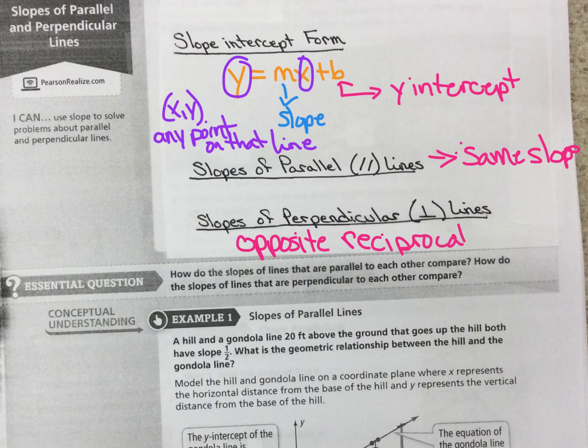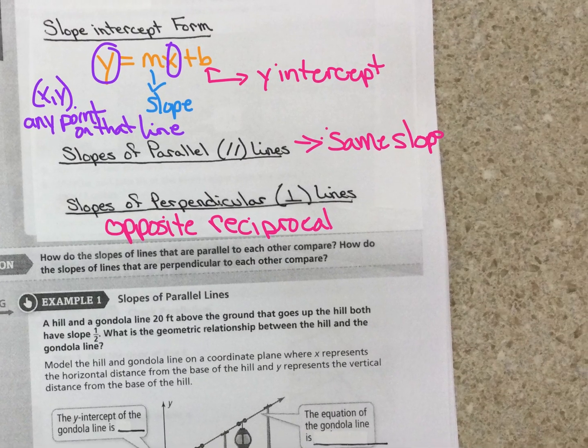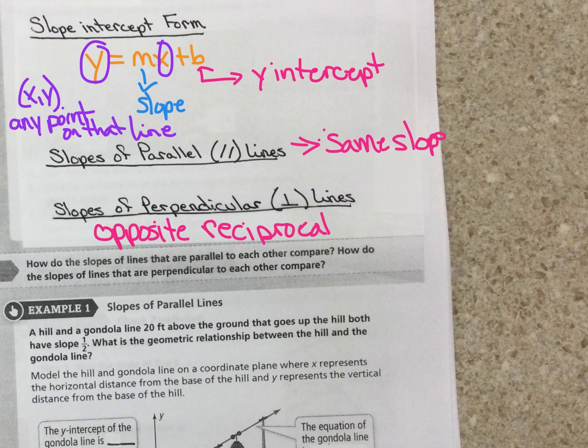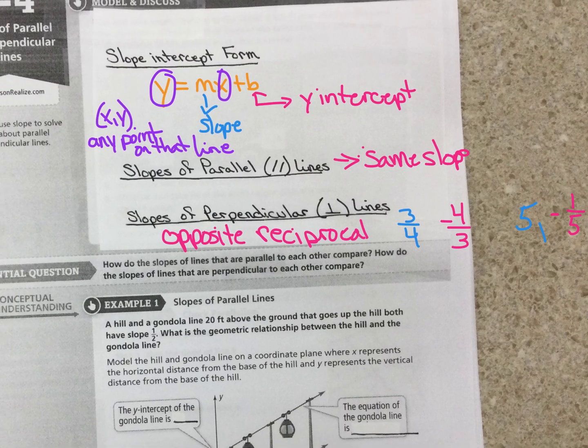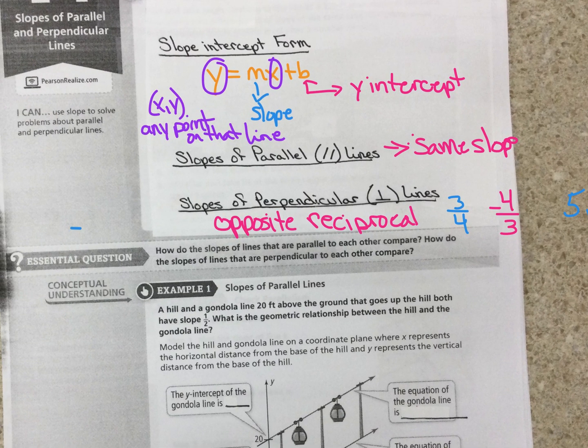Okay, so opposite means sign. So if it's positive, it becomes negative. If it's negative, it becomes positive. Reciprocal means you're flipping the fraction. So for instance, 3/4, the opposite reciprocal is negative 4/3. Positive 5 becomes negative 1/5. Negative 1/3 becomes positive 3/1.